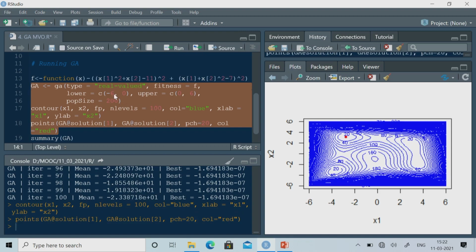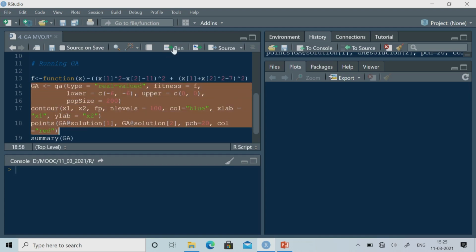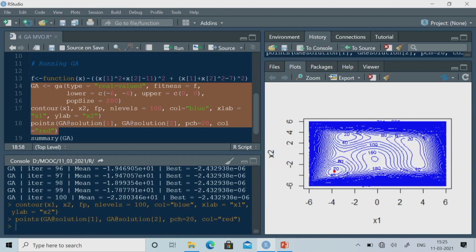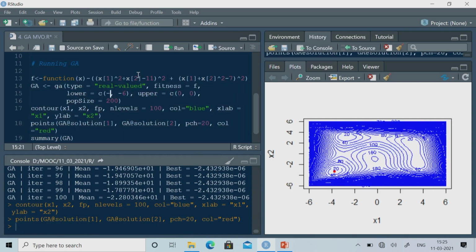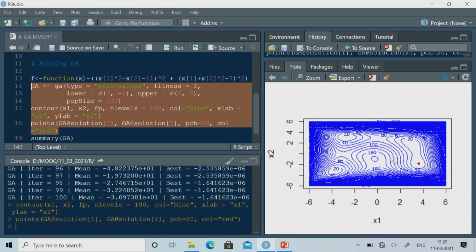So, similarly you can also change this. In order to get the solution in the third quadrant, let us put x1 between minus 6 and 0 and x2 also between minus 6 and 0, and if I execute these particular lines, then I should get the solution in the third quadrant. Similarly, I can also get the solution in the fourth quadrant. For the fourth quadrant, x1 is between 0 and 6 and x2 is between minus 6 and 0. So, let us execute these particular lines. So, I am getting the solution in the fourth quadrant.